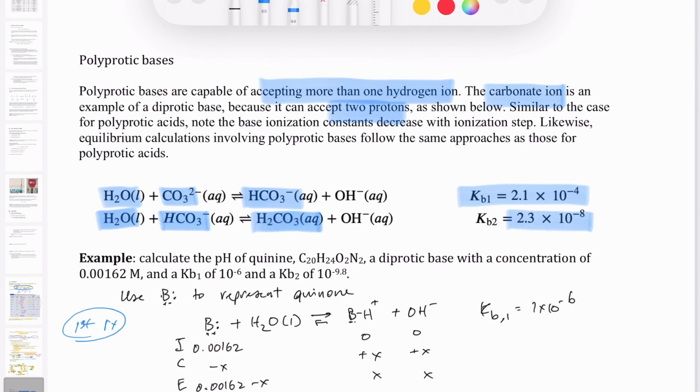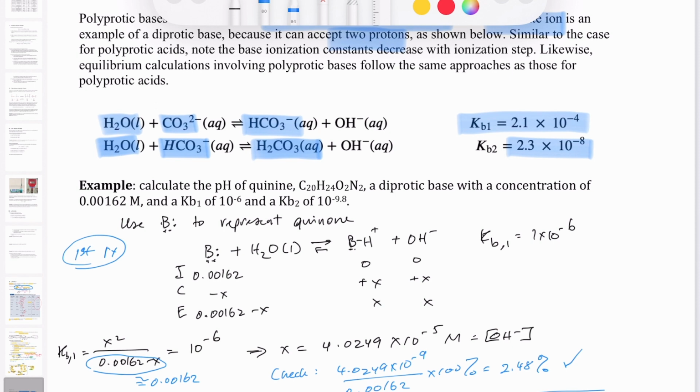You notice just like with the polyprotic acid, the difference between those two Kb values is pretty big. So that gives you an idea that when you're trying to calculate the pH of a polyprotic base, a lot of times the first step of the proton acceptance is really the one that matters. The later steps, which have a much smaller Kb, will typically not influence the pH calculation. So here's a quick example on a problem with a polyprotic base.